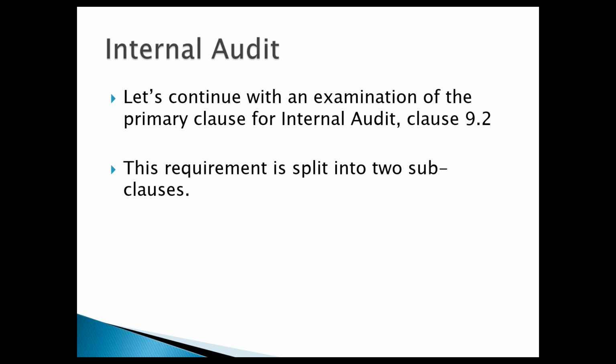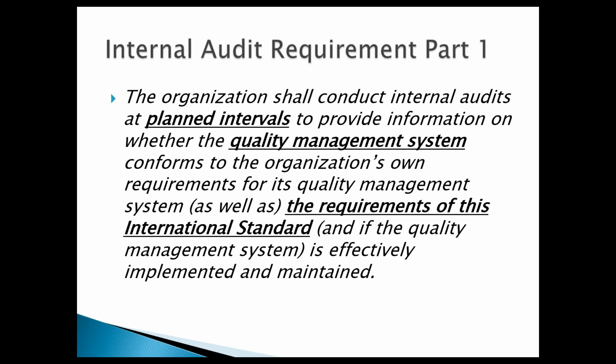Our second key focus item that we're going to discuss is internal audit. Now, internal audit is found in section 9.2 of the standard, and there are 2 subclauses. In part 1, it indicates that the organization needs to conduct audits at planned intervals. There's that verbiage again, to provide information on whether the quality management system conforms to the organization's requirements for its quality management system, as well as the requirements of this international standard, in other words, ISO 9001 itself. And also, is the quality management system effectively implemented and maintained?